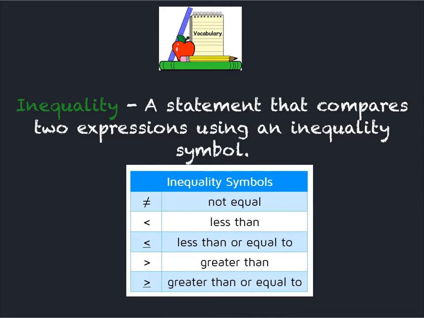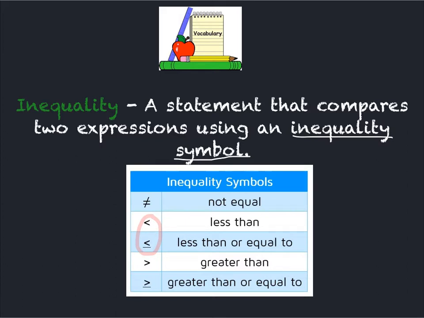So, like an equation, an inequality compares two expressions. Unlike an equation, they're not necessarily equivalent. So, it compares two expressions using what we call an inequality symbol. If you remember from 8th grade and 7th grade, inequality symbols are these right here. You have your less than symbol, your less than or equal to symbol, and the only difference between these two is that with less than or equal to, you can actually include the starting point.